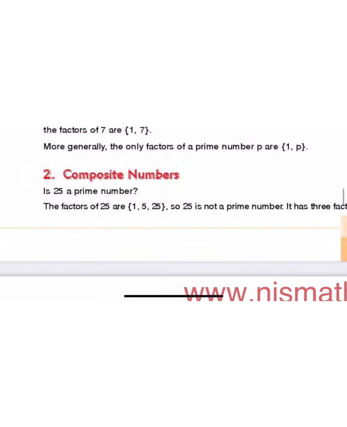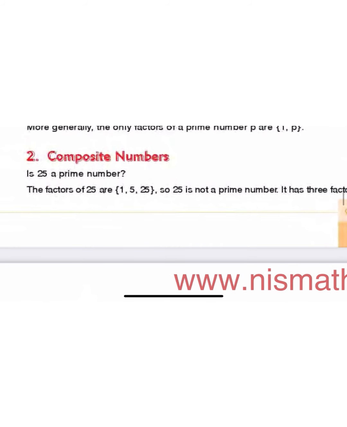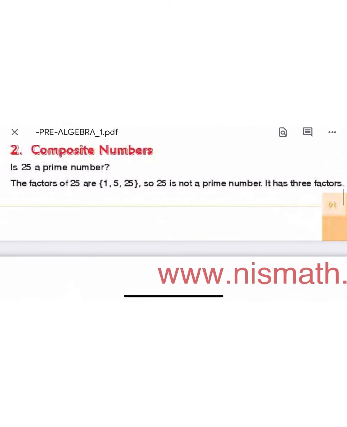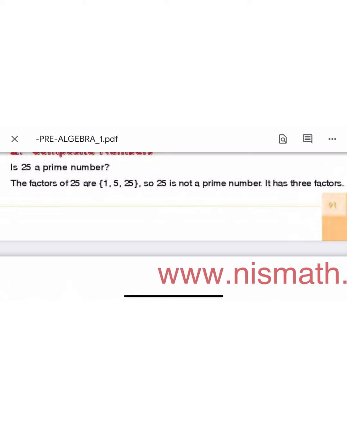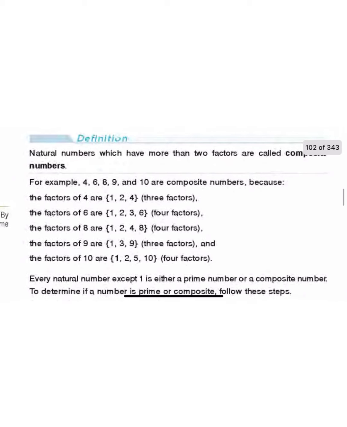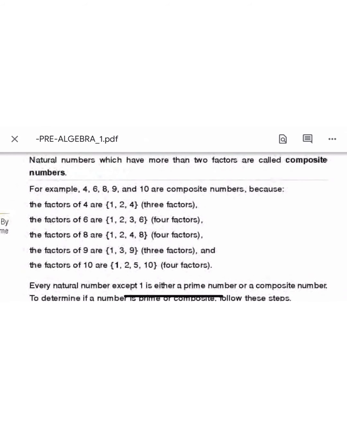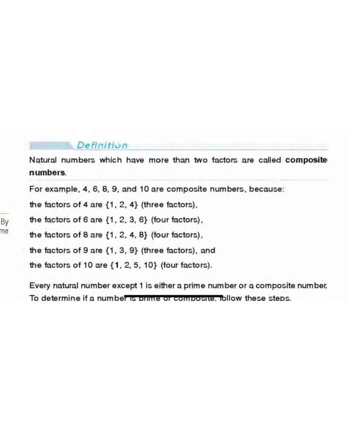Composite numbers. Is 25 a prime number? The factors of 25 are 1, 5, 25. Therefore, 25 is not a prime number. It has three factors. Definition: natural numbers which have more than two factors are called composite numbers.